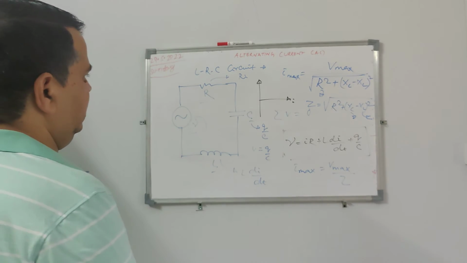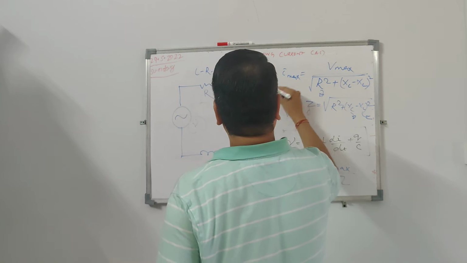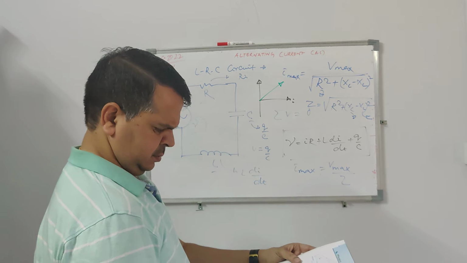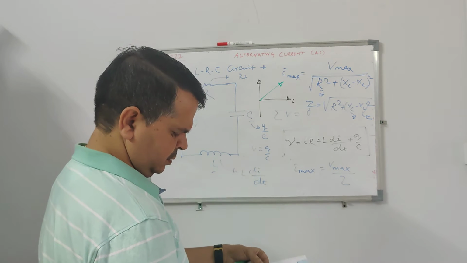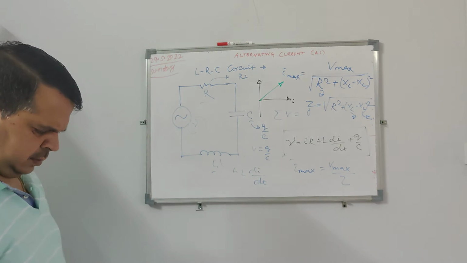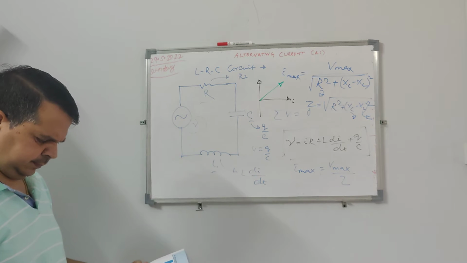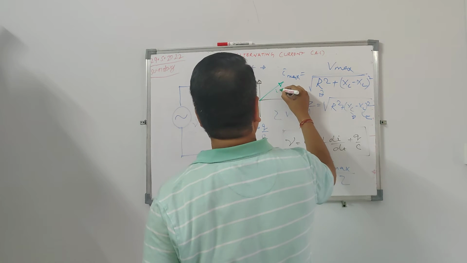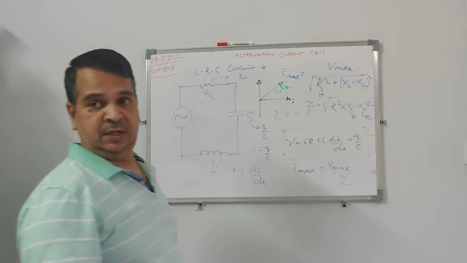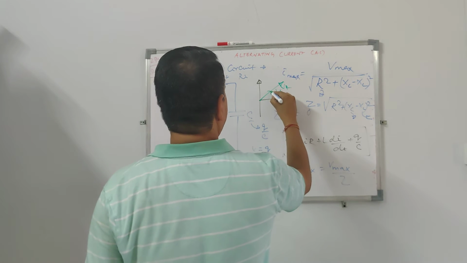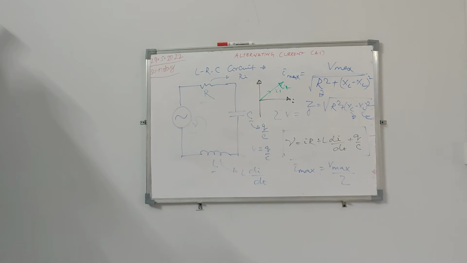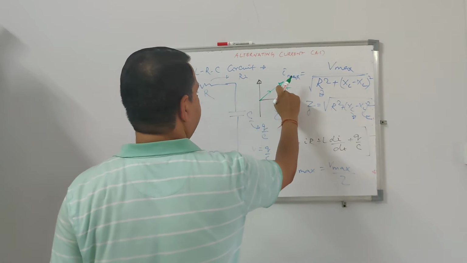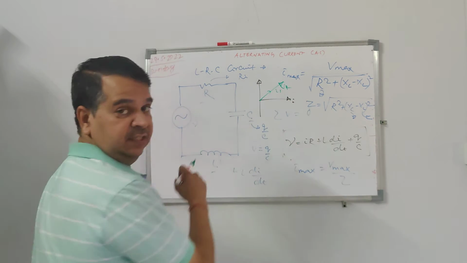Let us say this is my I, or this is my voltage through the resistance. So let me say this is the current and voltage direction in the resistance. So I have a resistance. This represents the current and voltage in the resistance.